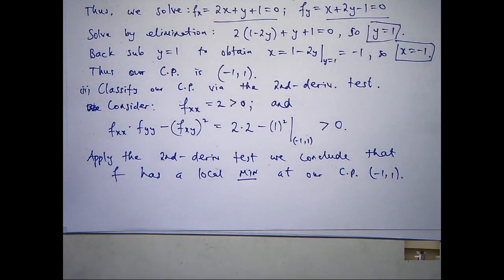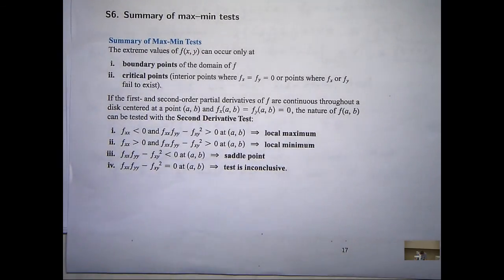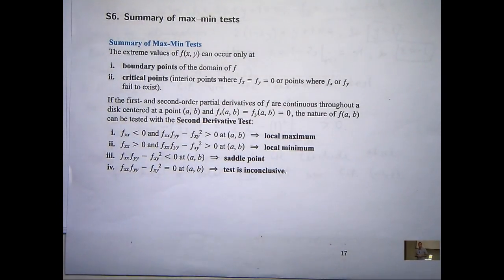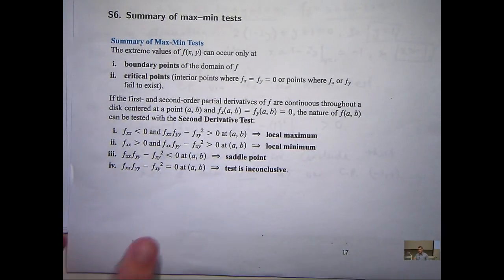Any questions? Yeah, why is it a local minimum, not a global? Well, it could be a global minimum. There's nothing saying, in this test... That's a really good question. You can see the conclusions don't say anything about the global being a global maximum or a global minimum. It could be, but you just don't know.